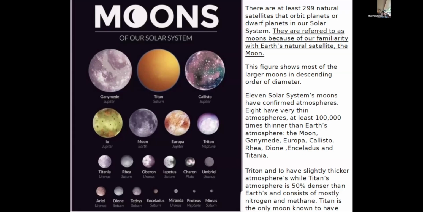Anyway, the largest moon in our solar system is Jupiter's moon, Ganymede, followed very closely by Titan, Callisto, Io, and then our moon. Our moon is number 5. And it goes all the way down. And there's some moons that are only a few kilometers. So there are 299 natural satellites.